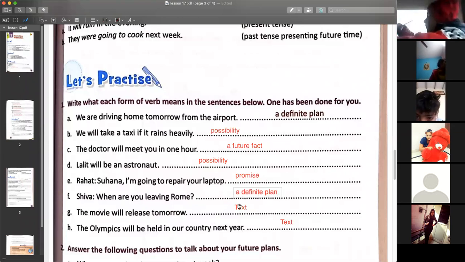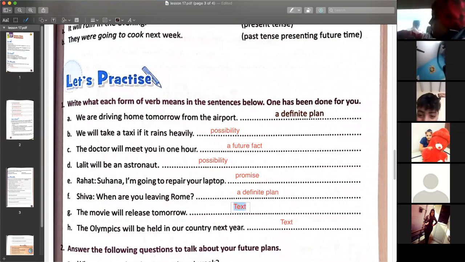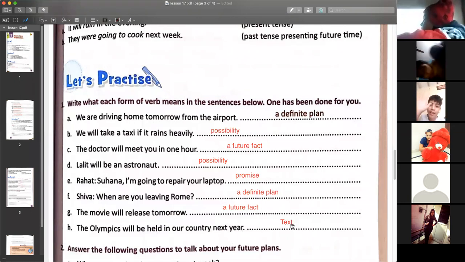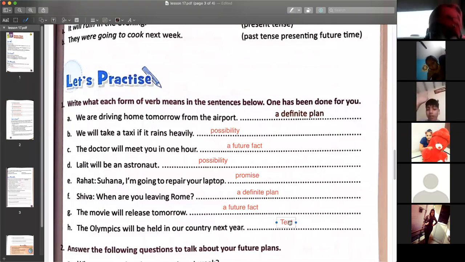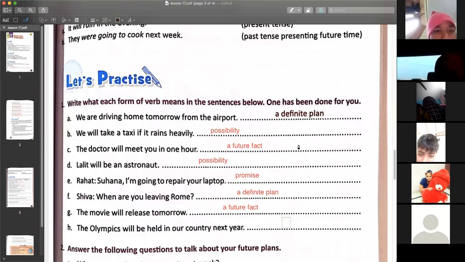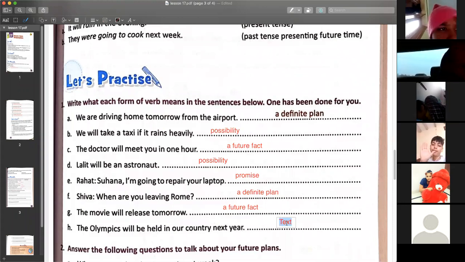The movie will release tomorrow. Karnit? Future fact. A future fact. The Olympics will be held in a country next year. Not an offer, Akshvi. Why offer? The Olympics will be held in our country next year. Yes, Rashi. A future fact. Yes, this is also a future fact.